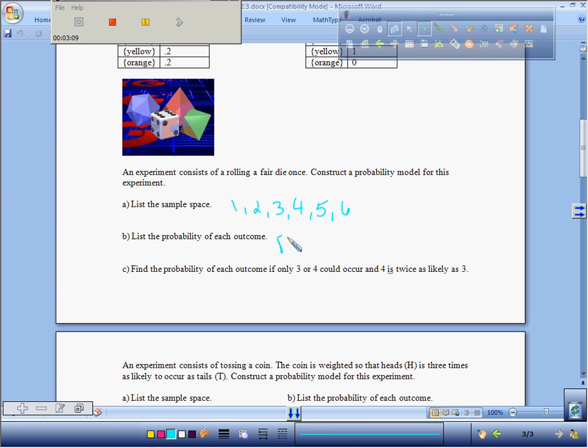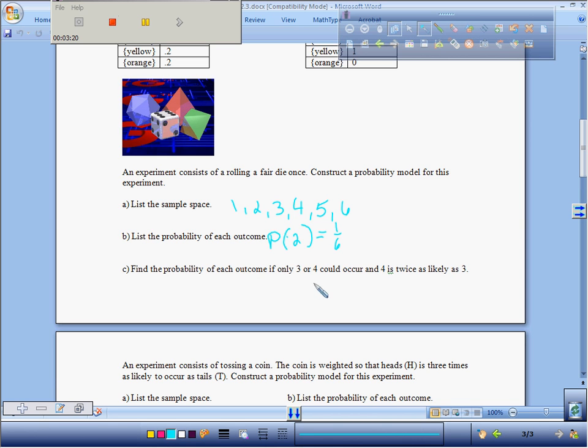So what's the probability? For instance, what's the probability of getting a 2? 1 out of 6, etc. I'm not going to list them all. That's too much. Now, find the probability of each outcome if only a 3 or 4 could occur, and a 4 is twice as likely to occur as a 3.